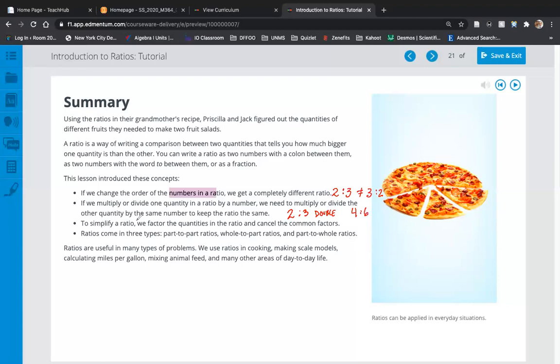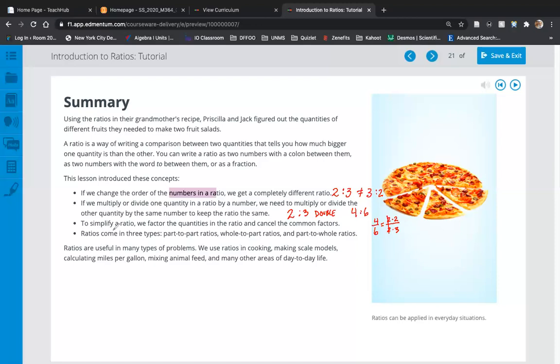Next, it says to simplify a ratio, we factor the quantities in the ratio and cancel the common factors. So thinking about this ratio here, let's say I had the ratio 4 to 6. The way we did that is we said that that's like saying 2 times 2 divided by 2 times 3. You'd cancel out the 2, so you're left with 2 over 3, right? That's basically just like simplifying fractions.